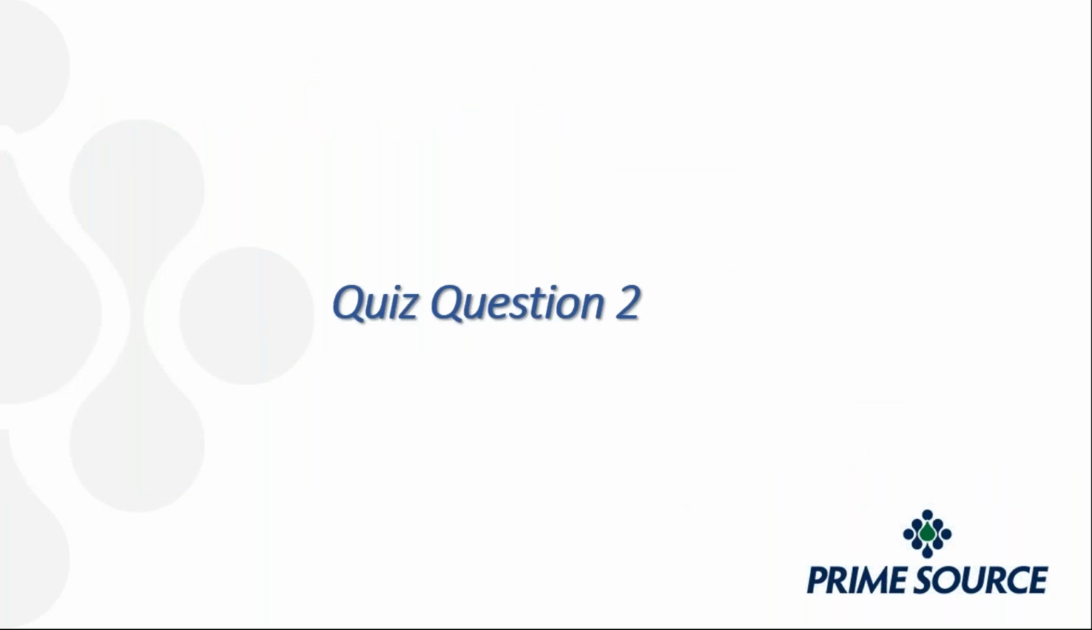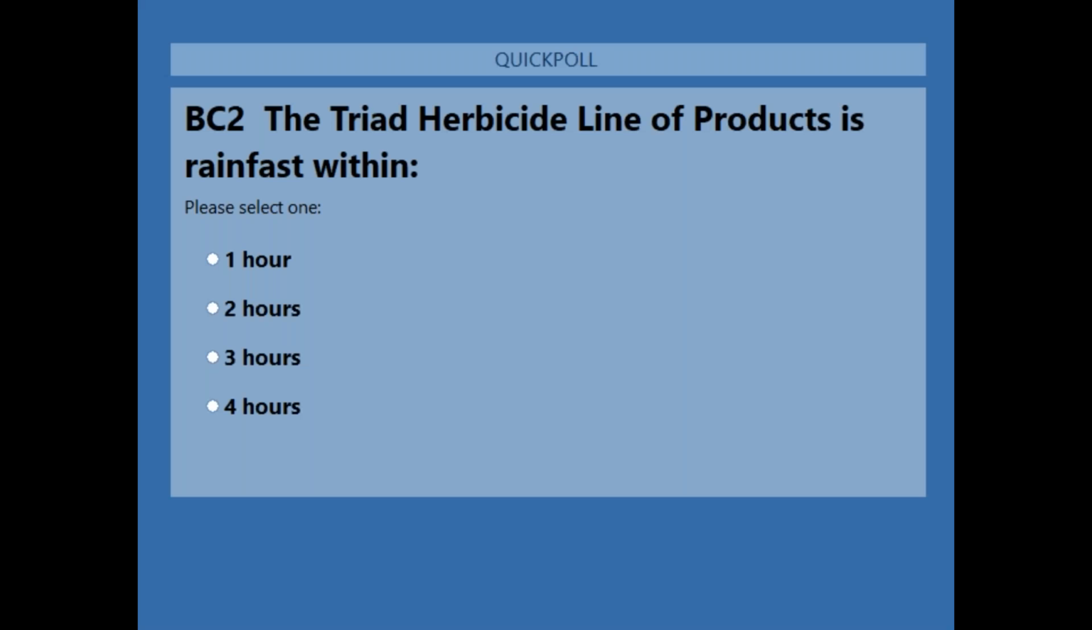All right, gonna launch the next quiz, folks. You're gonna have 30 seconds to take this. Another quiz: the Triad herbicide line of products is rain fast within 1 hour, 2 hours, 3 hours, or 4? Let's see. You guys are starting to fill out the answers. Oh, this is fun.